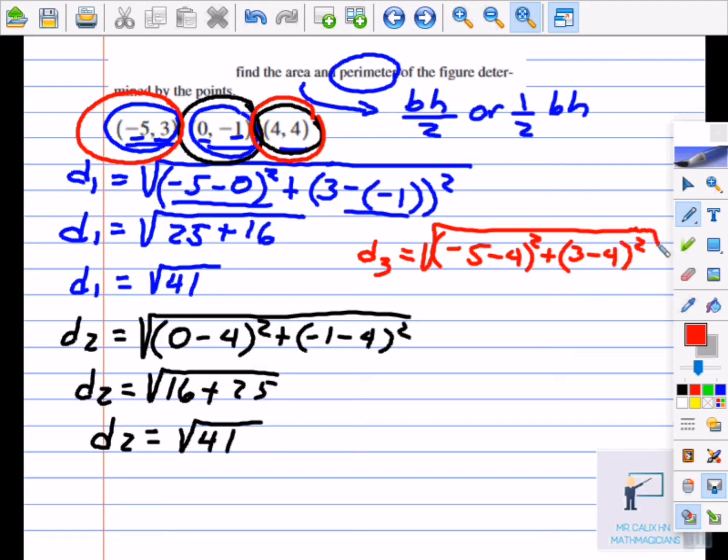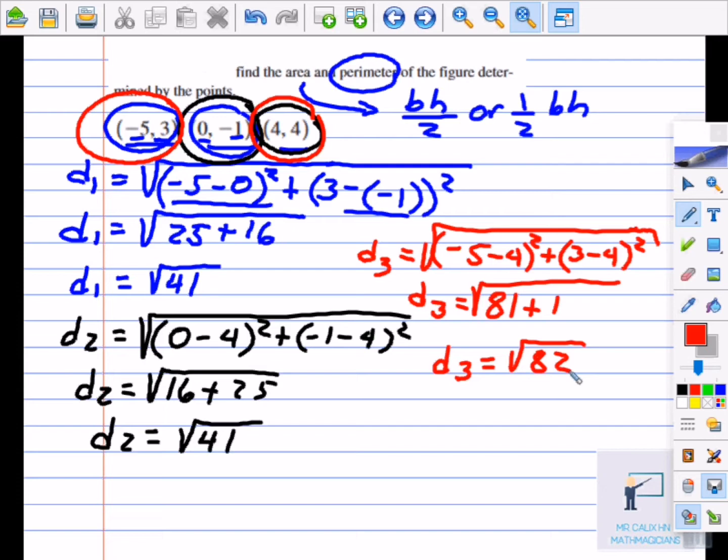If we evaluate our distance 3, -5 minus 4 is -9. To the square would just be 81. And then plus 3 minus 4 is negative 1. To the square is 1. If you evaluate this, it is the square root of 82. So there you have all your distances.